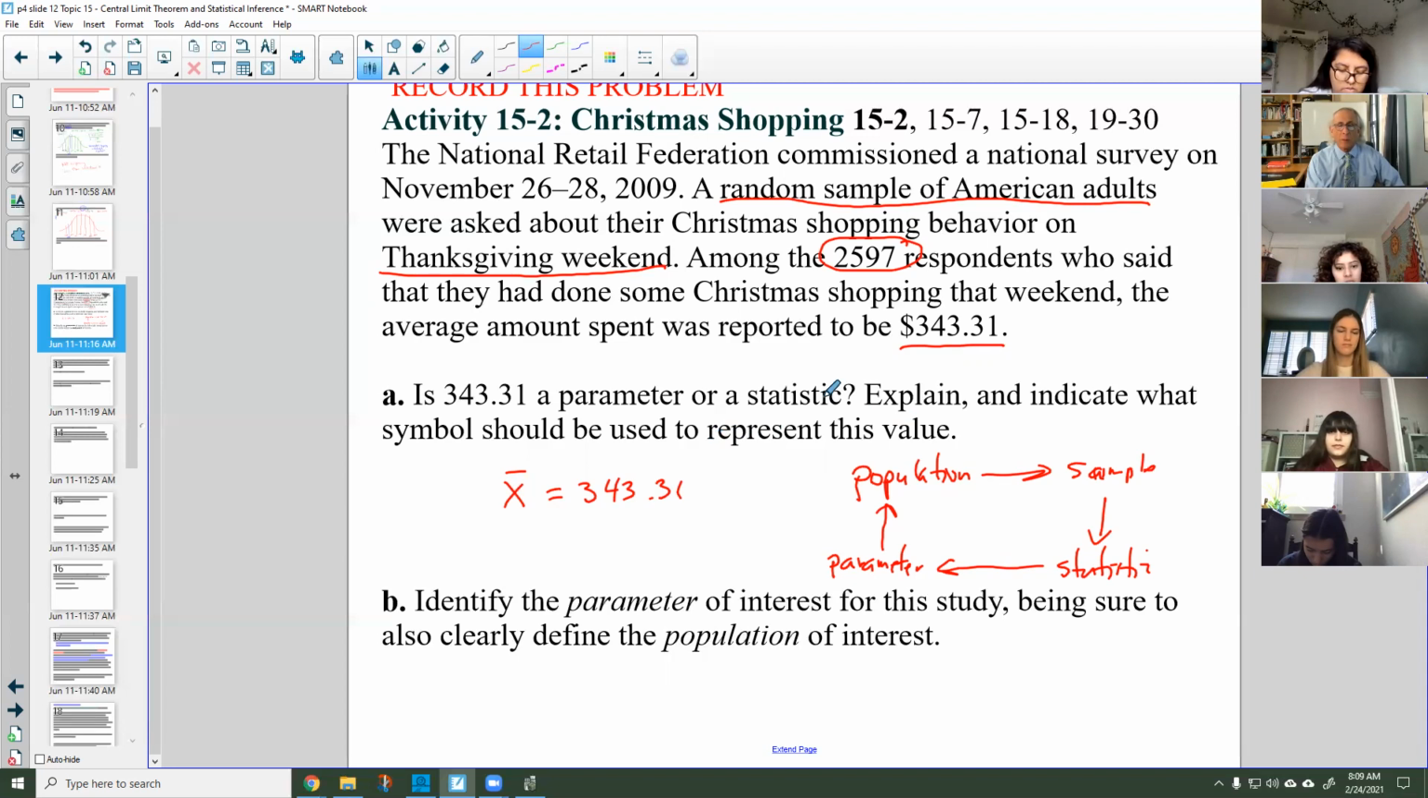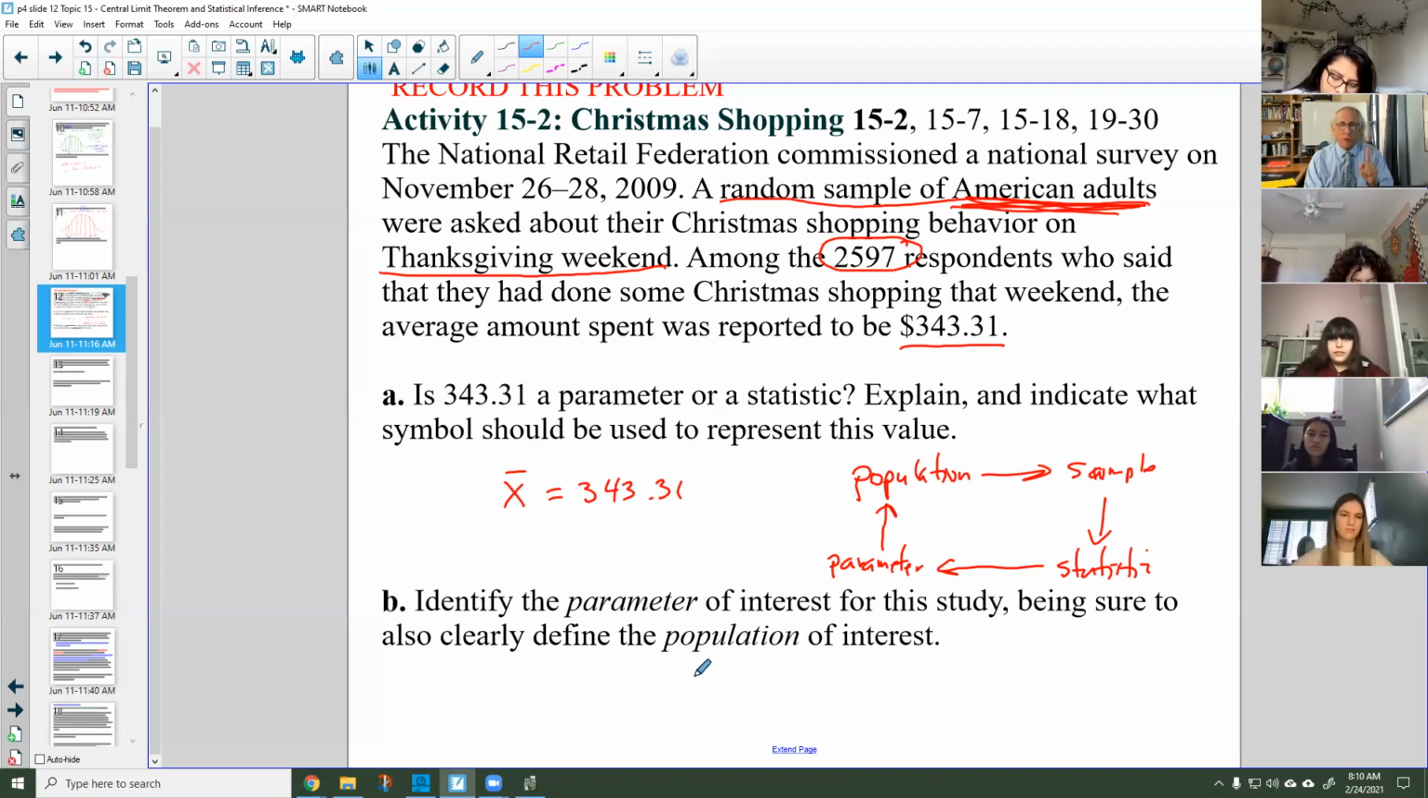We're trying to find out something from looking at this sample here. We're trying to find out something about American adults. What do you think we're trying to find out about American adults? If they went Christmas shopping on Thanksgiving weekend. I think you're getting closer. You're getting closer. Is it the amount they spent? Yeah, that's good. We're trying to find the average amount that Americans who went shopping over Thanksgiving weekend spent, right?